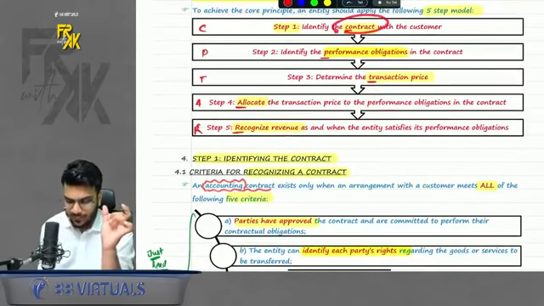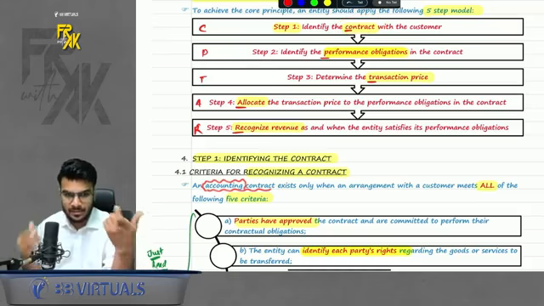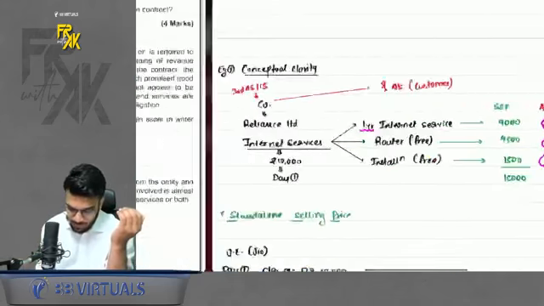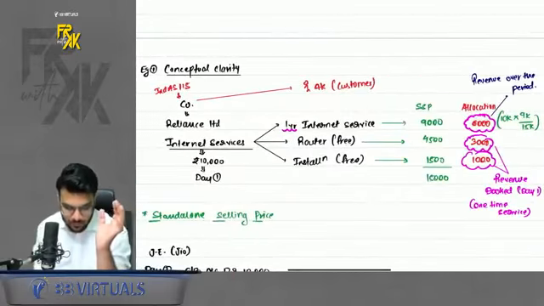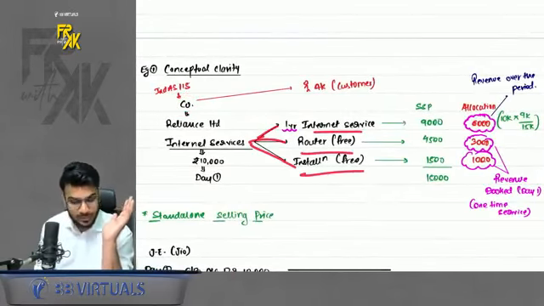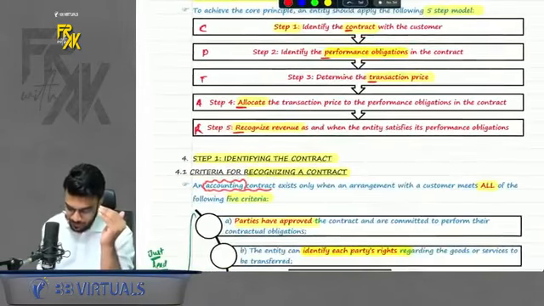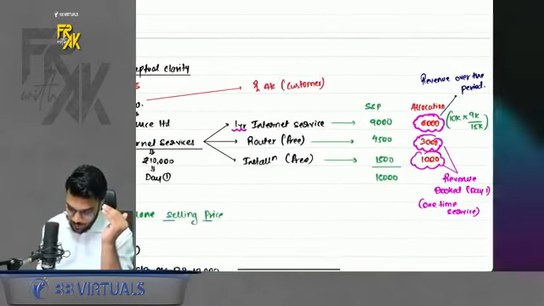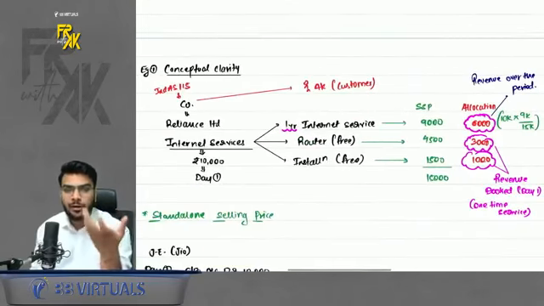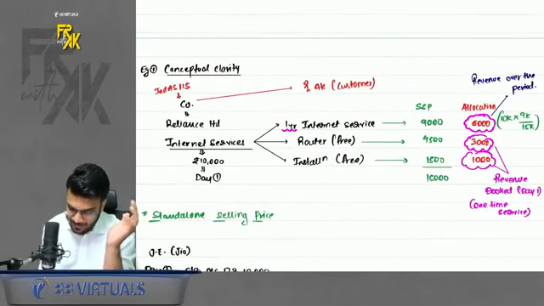Now what is the meaning of this? In case you remember, identify the contract: in this case, the contract was between Reliance and the customer, where Reliance will provide internet services. Second was identify the performance obligations. Obligation means, from this company's point of view, what is the obligation of this company, to provide these three services. These are the obligations for the company. Determine the transaction price: in this case the transaction price was 10,000. Fourth point was allocate the transaction price to performance obligations. How did we allocate? We allocated in the ratio of SSP.